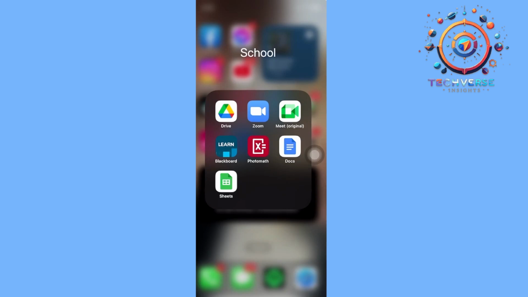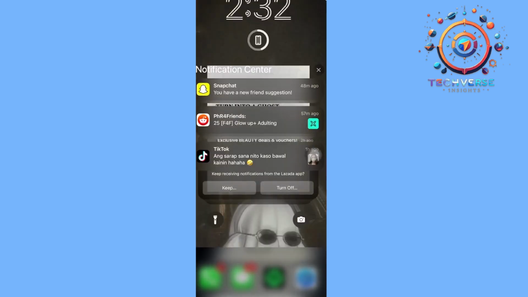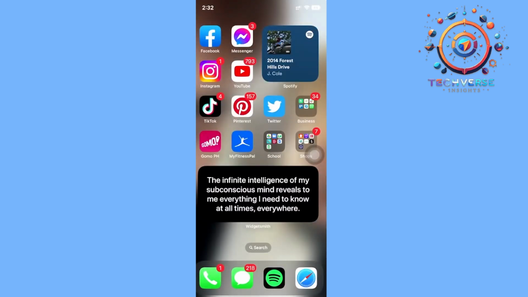Hey guys, today let's learn how to know if someone is on ghost mode on your Snapchat. So basically, how do you know if someone has gone through or is currently on ghost mode on their devices? It's pretty easy to do this because all we need to do is head on over to the Snapchat application and try to find them.